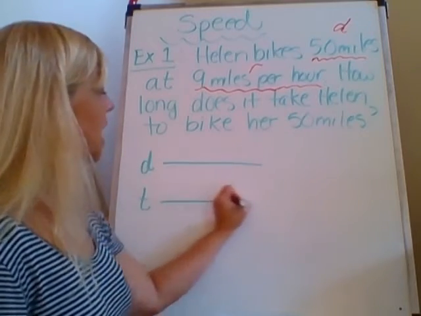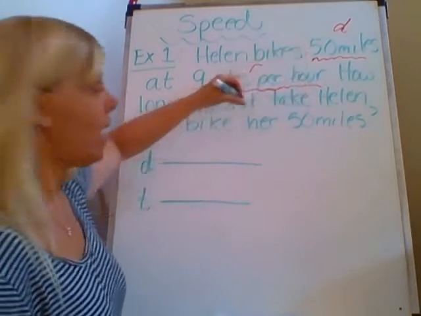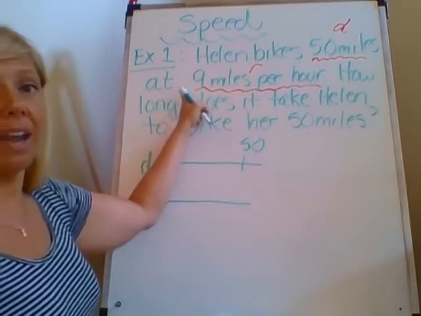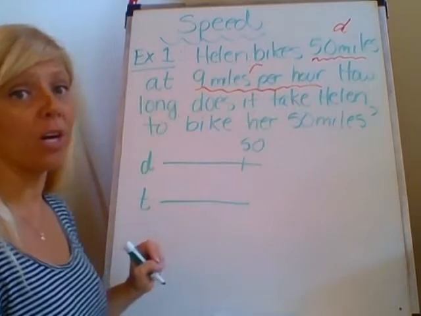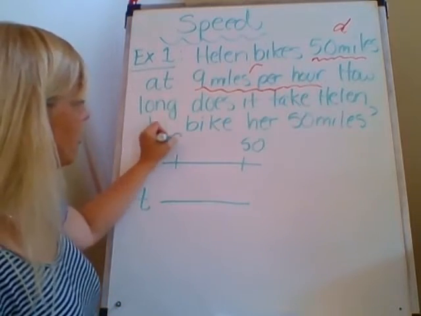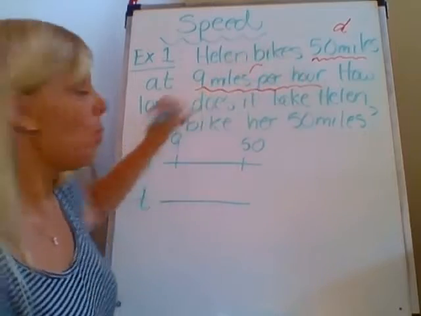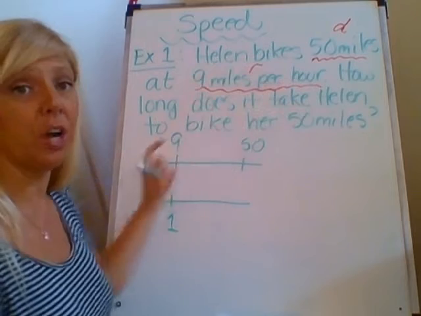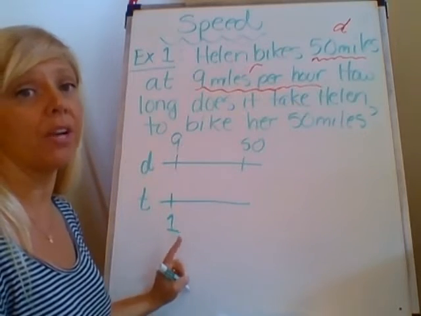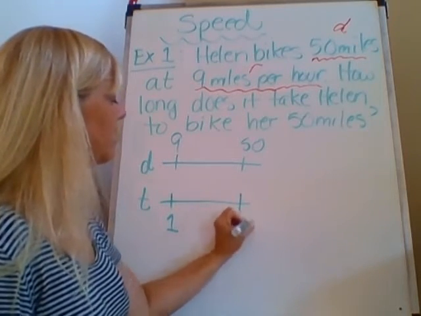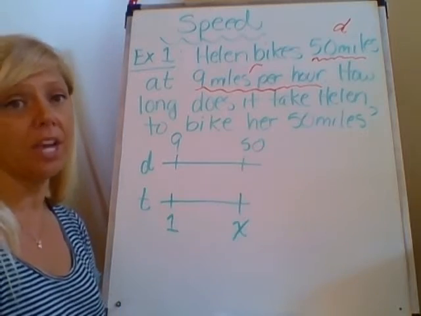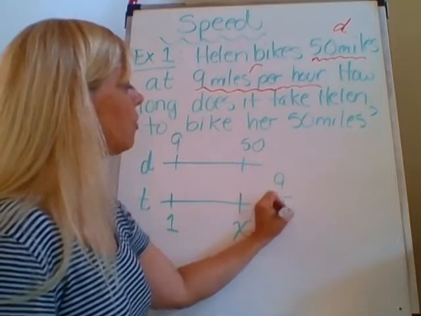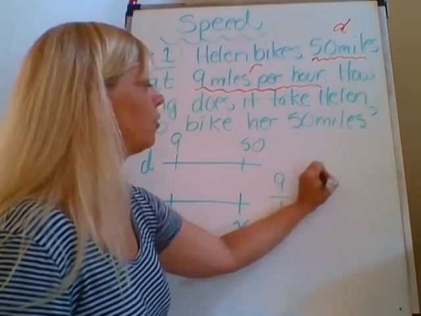So distance and time, I know that Helen went 50 miles. And she is traveling at 9 miles per hour. So 9 miles is another distance, and my 9 miles is in 1 hour. That goes together because that's my rate, that's my ratio. So my 9 and my 1 will go together. I need to know how long it's going to take her to go 50 miles. So here I already have my proportion set up. 9 over 1 is 50 over x.